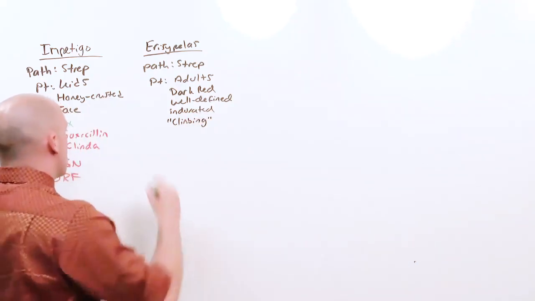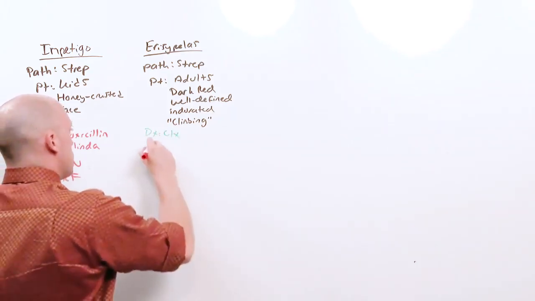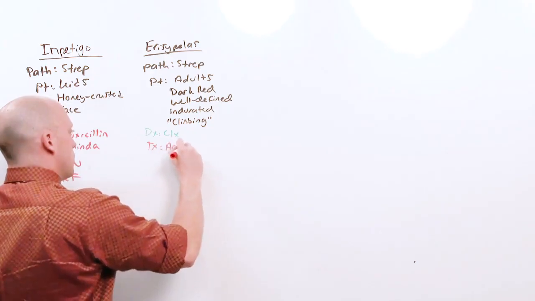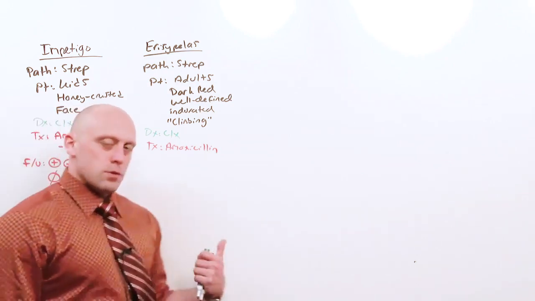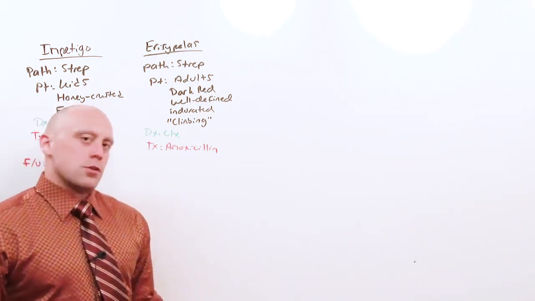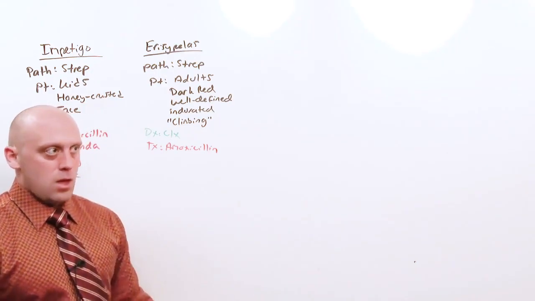Again, the diagnosis is clinical. And because you've got a strep infection, the treatment is going to be with amoxicillin. And because the immune system of the adult is already robust, there's no risk for post-streptococcal glomerulonephritis or rheumatic fever.